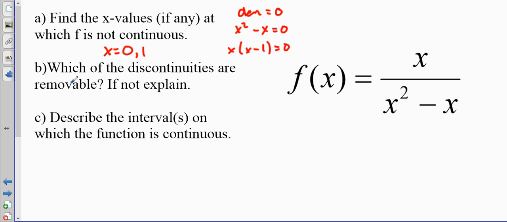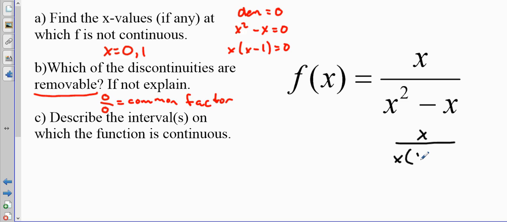Well, to figure out the removable discontinuity, if you recall, removable is where you get 0 over 0, indeterminate form. In order to get 0 over 0, you need to have a common factor in the numerator and denominator. So factor the numerator and denominator and look to see if there are any common factors. When we factor this out, we notice that yes, these would cancel out and are common factors. Therefore, of these values that are not continuous, x equaling 0 is our removable discontinuity, because it's a common factor in the numerator and denominator. That, my friends, is our removable discontinuity.